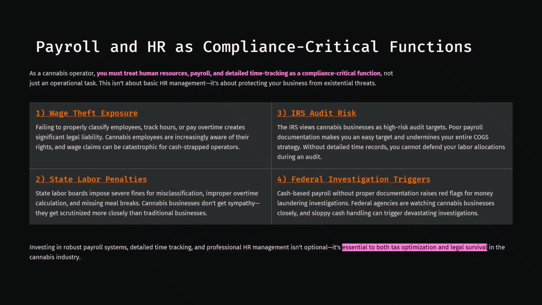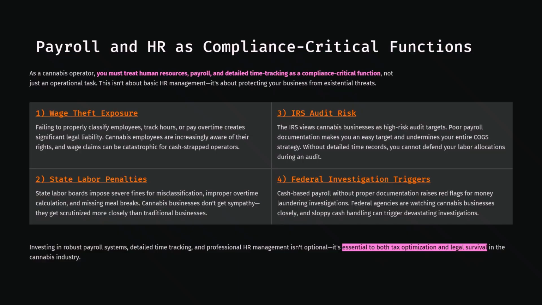So, first, wage theft claims. If you don't properly track hours, pay overtime, or distinguish between exempt versus non-exempt roles, employees can and will file claims. It doesn't matter if you're paying in cash, crypto, or Venmo, it all has to be compliant. One claim can open the floodgates.